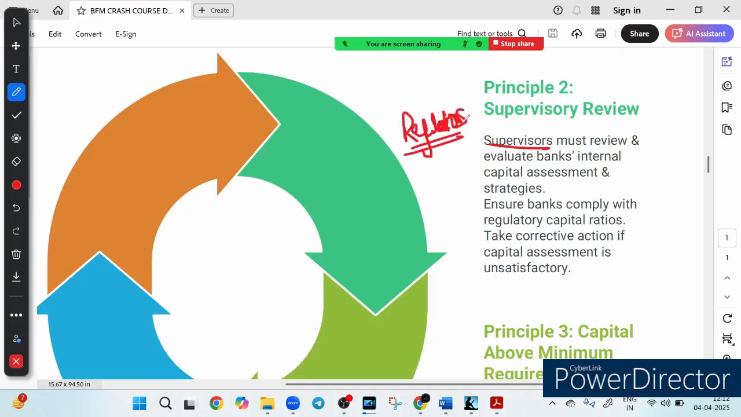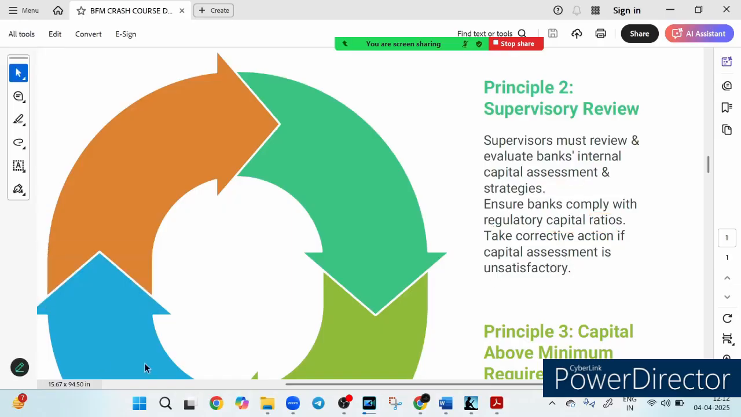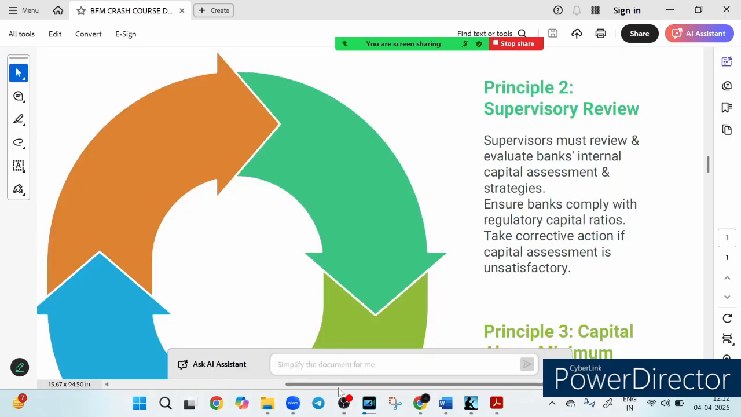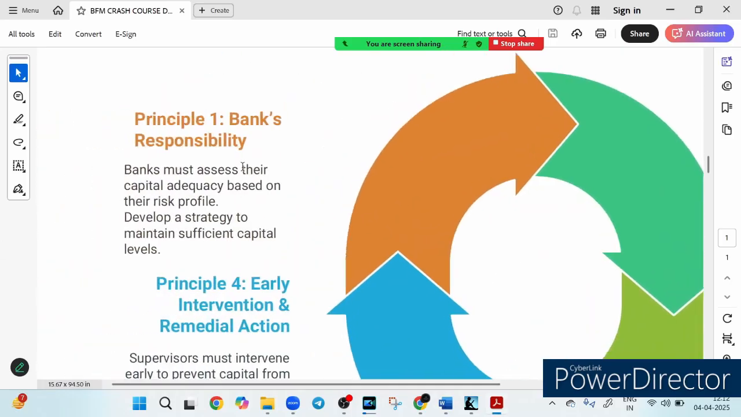It says that regulators step in to review and evaluate the bank's internal capital assessment. It is the role of the regulator to step in and evaluate it. They ensure that the bank follows regulatory capital norms, right? And if the bank falls short, the supervisor takes corrective action to prevent risk from escalating. That is called supervisory review. That is our principle number 2. Principle number 1 is about the responsibility of the bank, that they should have an internal capital adequacy assessment process.